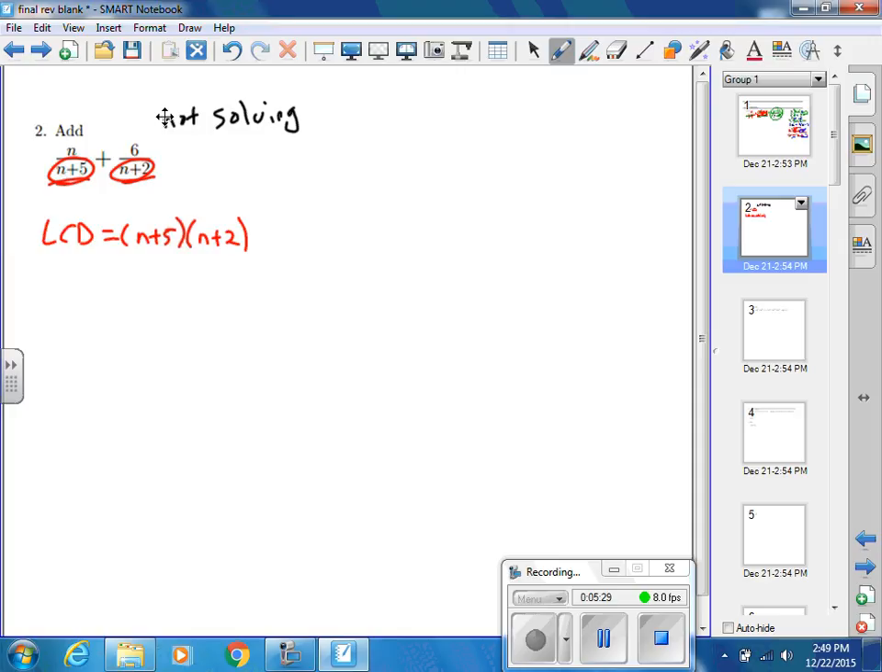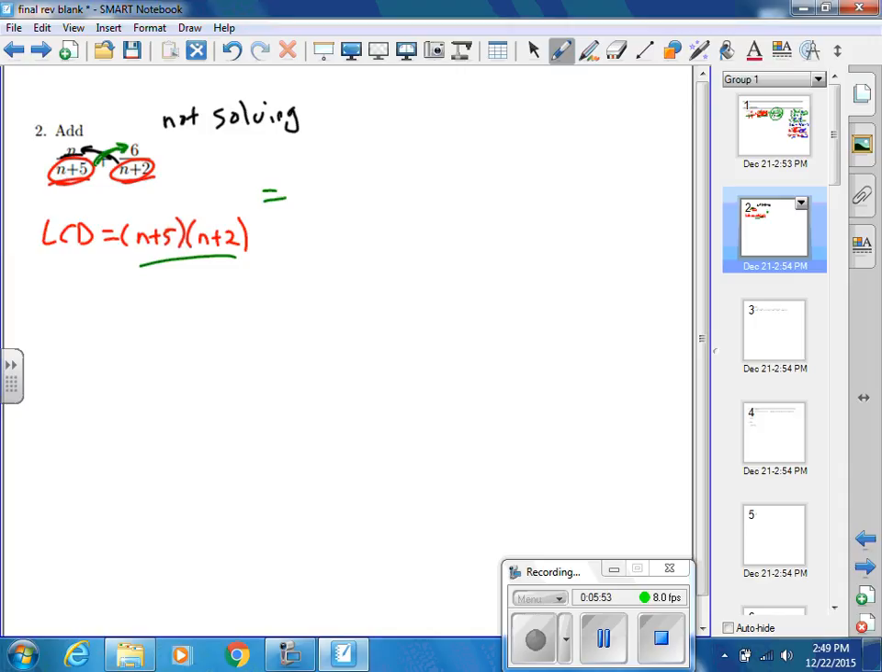So here's the deal. This one, this n, is missing this one, okay? And this one over here, the 6, is missing this one. So some people will say that you're going to cross multiply. You kind of are, but you're not. Cross multiplying is something completely different, but we are going to multiply those opposite ones together. And then we're going to use our common denominator.